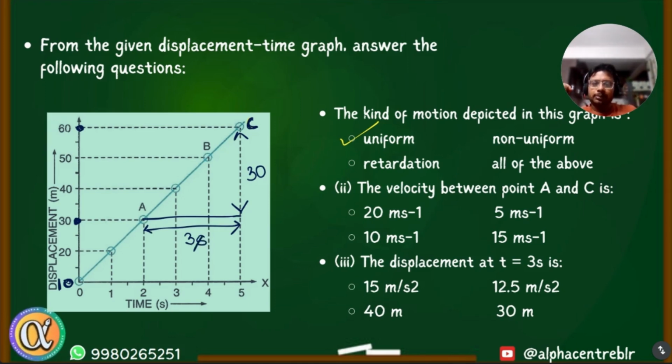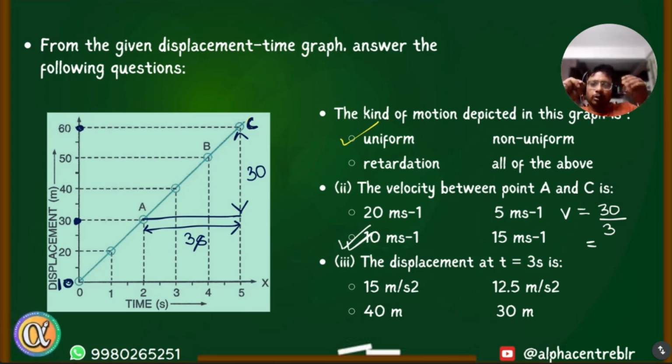And we know from the last part that speed, or velocity, is equal to displacement by time. So the displacement here is changing by 30. So 30 divided by time 3 seconds, so that is 10 meter per second. 10 meter per second. Yes.